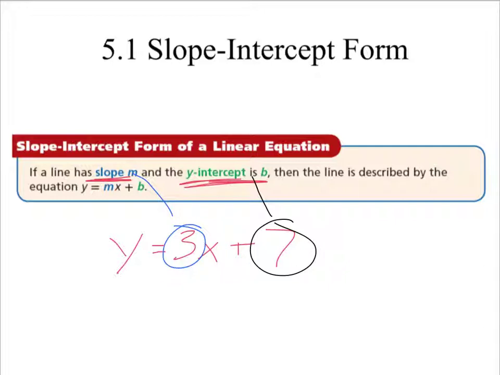Keep that engraved in your mind. Go home now and write it on a piece of paper and study it right before bed, because you've got to dream about the slope-intercept forms. Just got to love it.